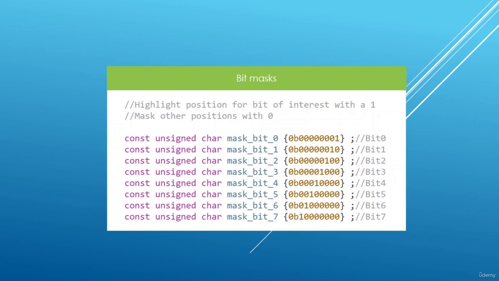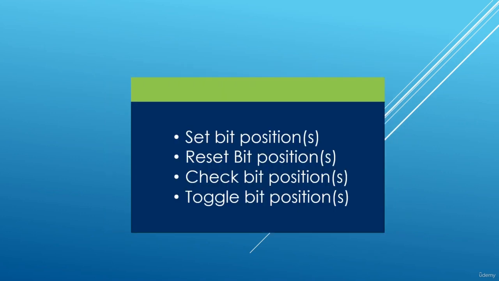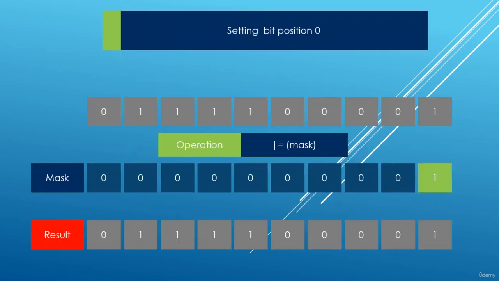Okay, once we have the masks stored like this, we can use them to do a set of operations. For example, we might want to set different bit positions in our byte. And by set, I mean making the value inside a 1. We can also reset bit positions by setting the value inside to 0. We can check the value inside a bit position in case we want to know if it's a 0 or a 1. And we can toggle bit positions. By toggle, we mean the possibility to change the bit inside there. If it's a 0, we change it to a 1. If it's a 1, we change it to a 0. And that's called toggling. Let's look at an example.